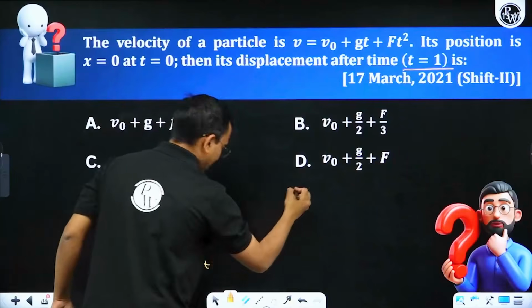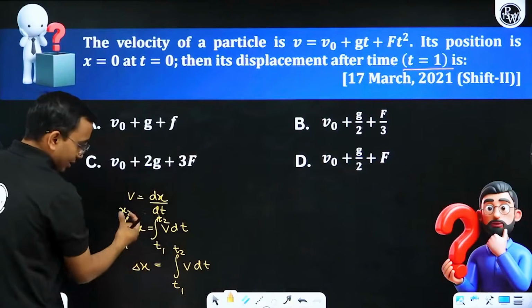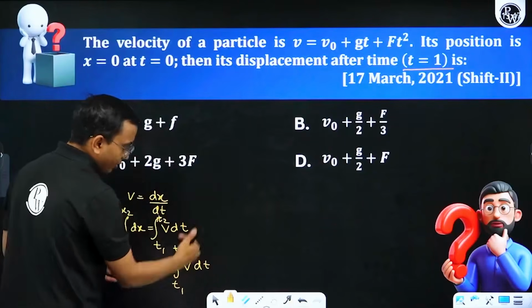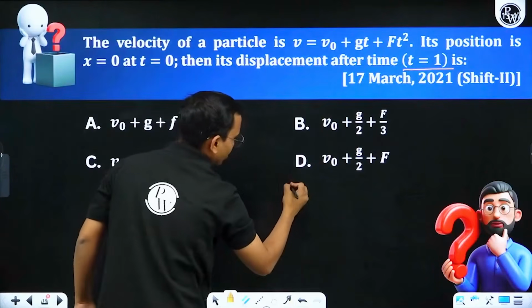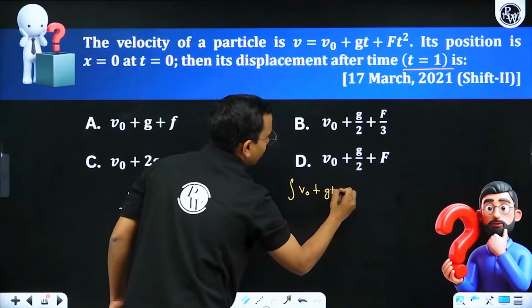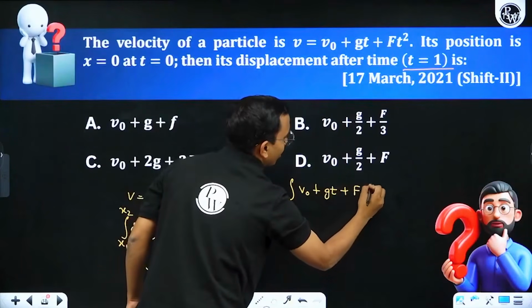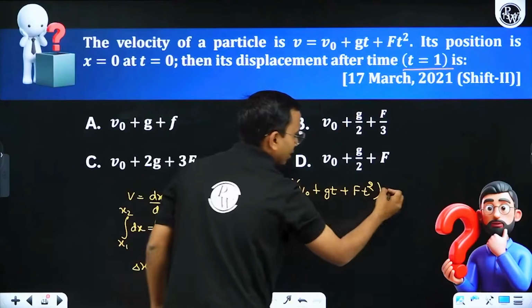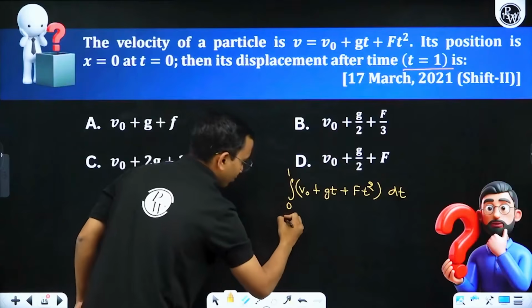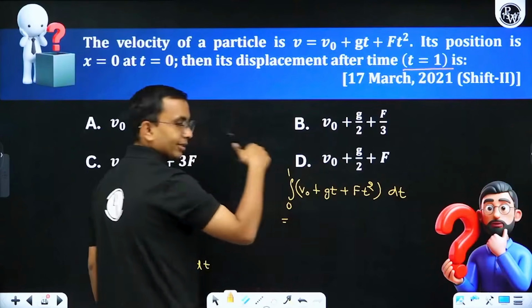So we will integrate it. Displacement only, I need to find delta x. So delta x will become the integration of v dt from t1 to t2. V is this, so the integration of v naught plus gt plus ft square dt from 0 to 1. First integrate, then put the limits.